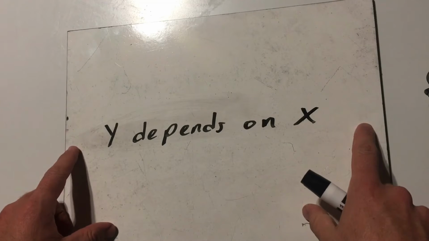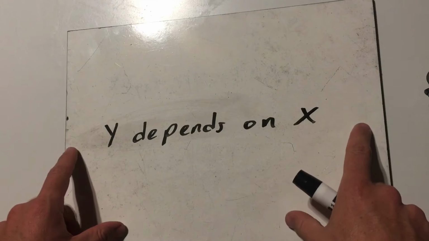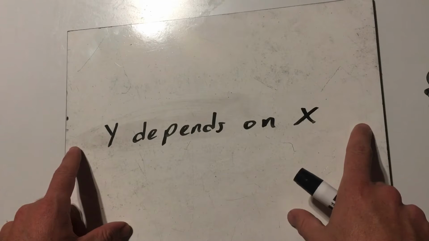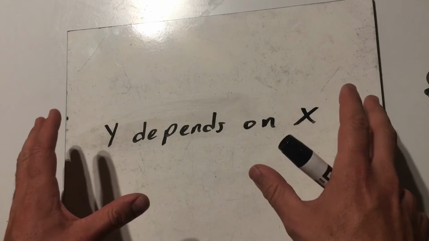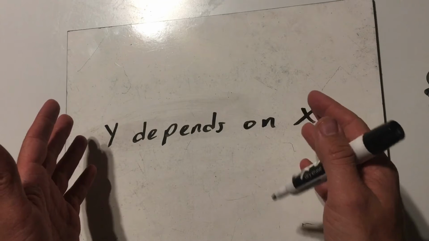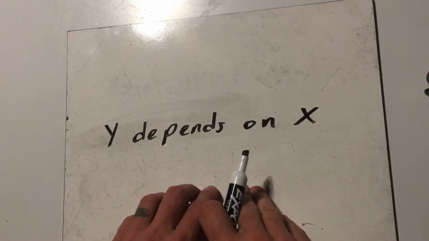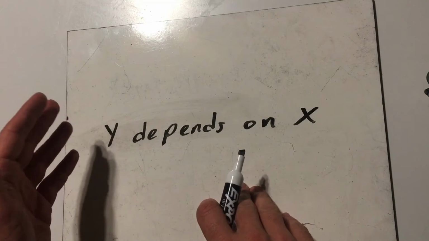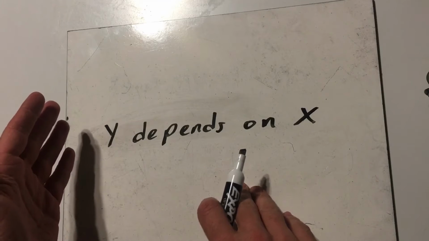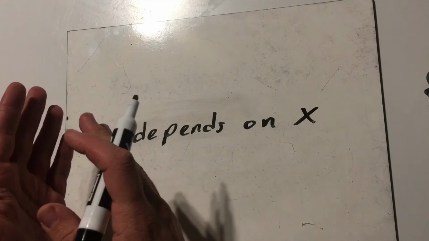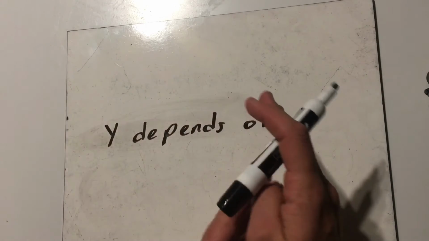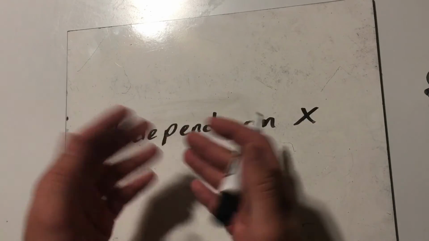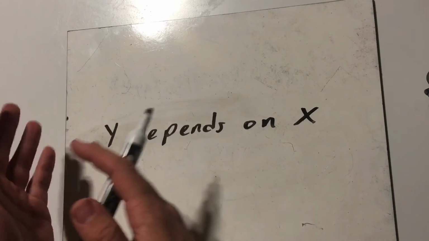Hey class, so today we're going to be talking about independent and dependent variables. This is a fairly simple concept that we're only going to take a couple minutes on. What we're talking about is independent variables, which stand alone, and dependent variables, which depend on, that's where the word dependent comes from, that independent variable.